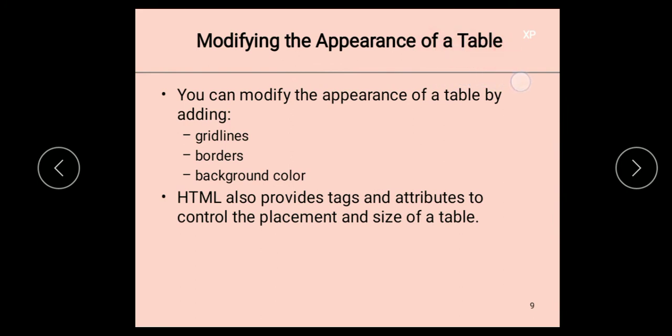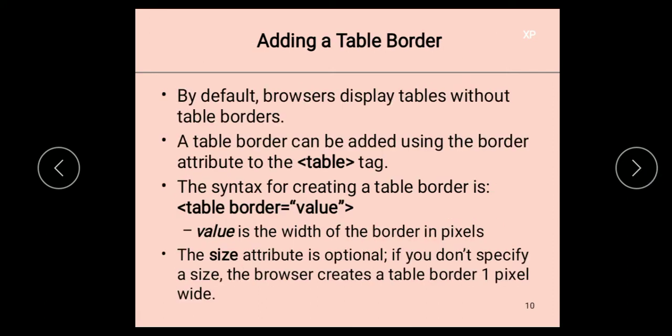Modifying the appearance of a table. You can modify the appearance of a table by adding grid lines, borders, and background color. You can apply these to your table to give a good appearance when you want to show it on your website. HTML also provides tag attributes to control the placement and the size of a table, such as size, border, cell padding, and cell spacing.